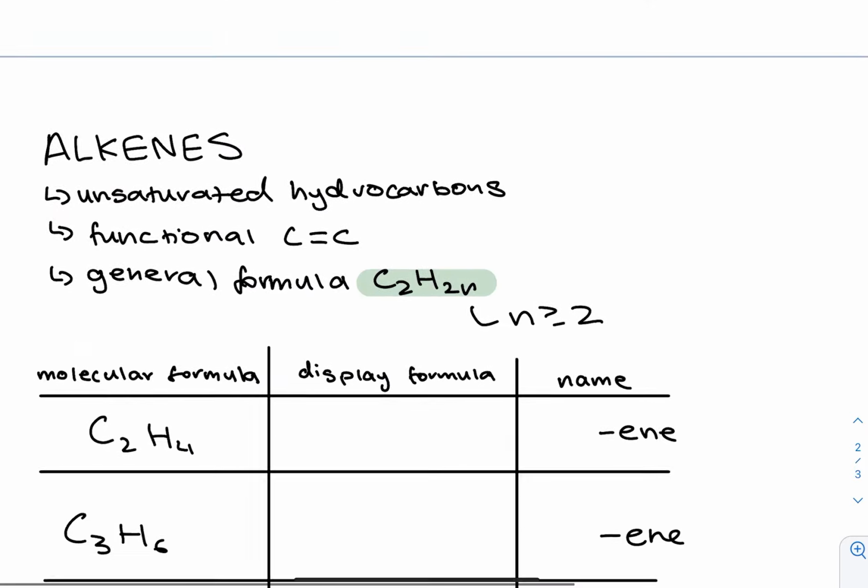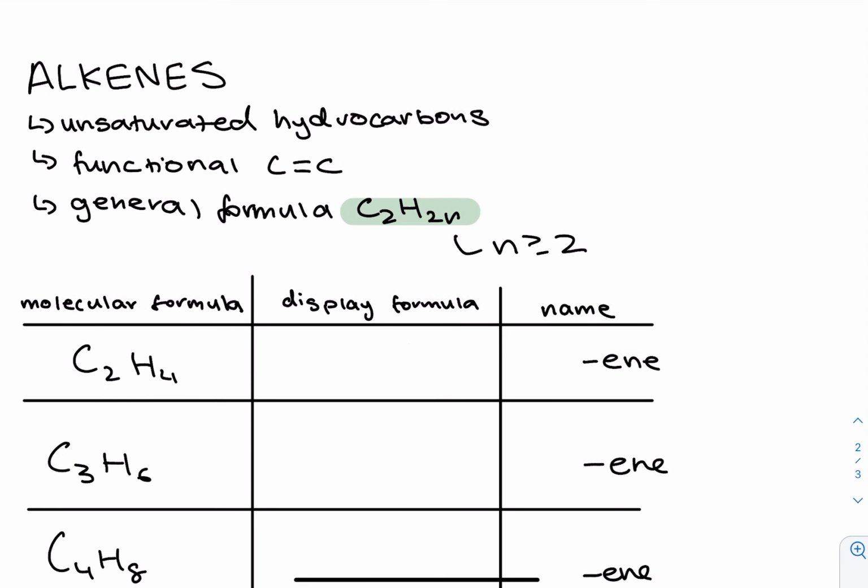Next on, let's look at alkenes. So alkenes are unsaturated hydrocarbons, which means that the hydrocarbon has a double carbon bond. And the general formula for alkenes is CnH2n, where n has to be greater than or equal to 2.